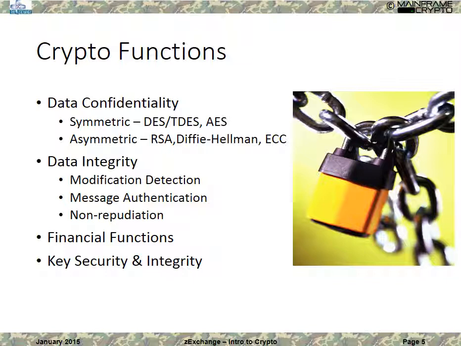There's the data integrity functionality. There's a couple different flavors of that. There's modification detection. Can I tell that a message has been changed, whether accidentally or intentionally? There's message authentication. Can I tell what the source of a message is? Does it really come from who I think it came from? And then there's the concept of non-repudiation. And that's the idea of, can I deny having authorized a transaction?